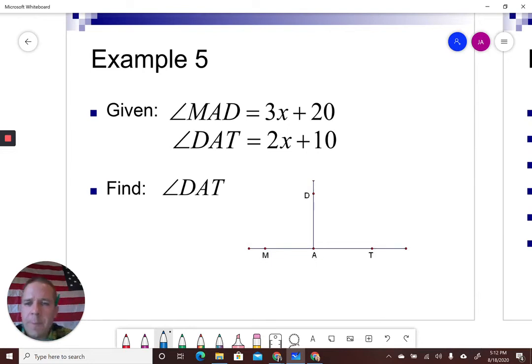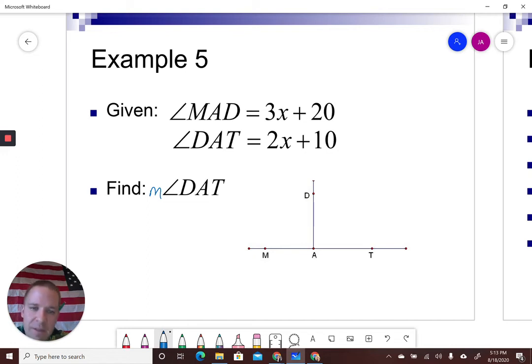Another example here. It says, given angle MAD equals 3x plus 20 and angle DAT is 2x plus 10, find the measure of angle DAT. It should actually have an M here. I think it didn't copy correctly. Okay, there we go. Now we got it.